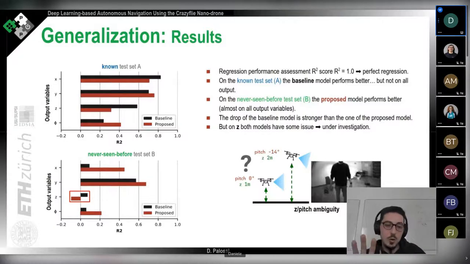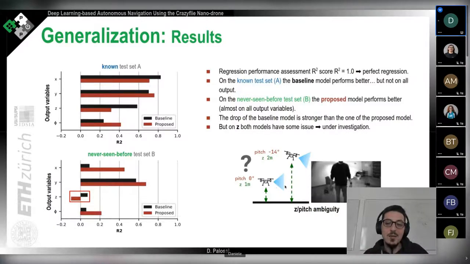On one side, you always have a bit of the effect of the dataset. So if the distribution, as I was saying before, is not really well spread, you might be penalized a lot for even a little error. But there is something more that is currently under investigation, and I want to try to give you the intuition.